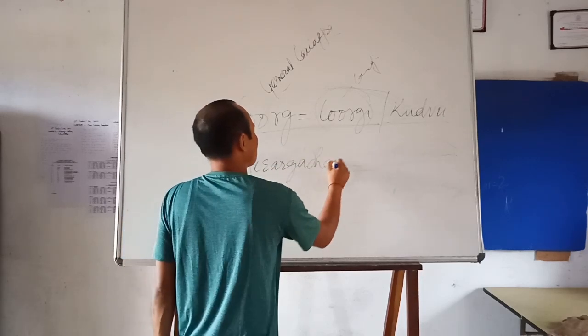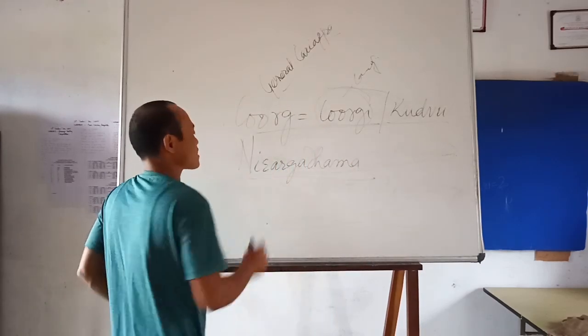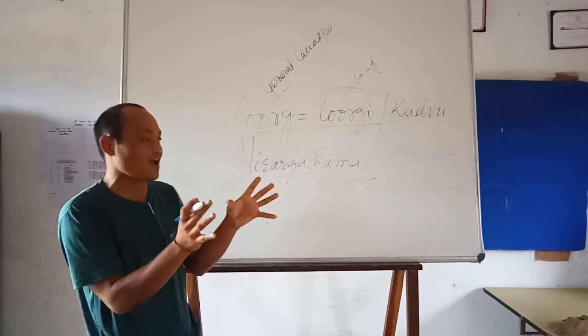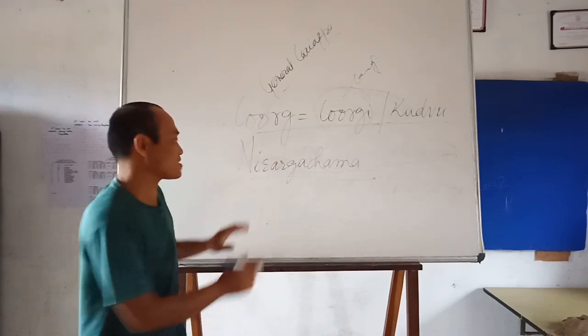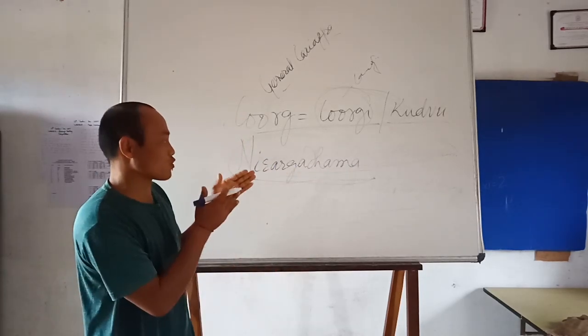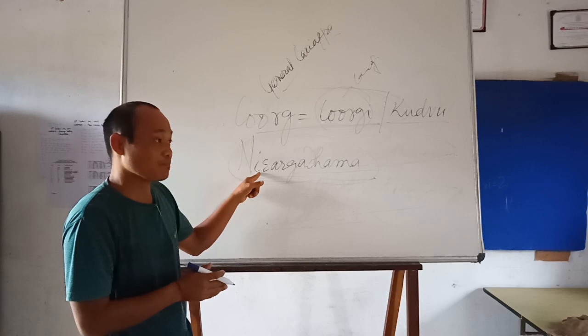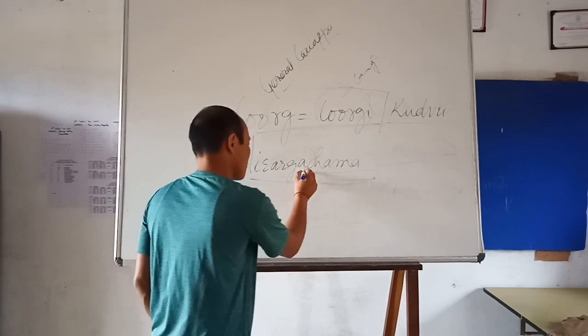Nisargadama island. Nisargadama is a beautiful island situated here in Coorg. People used to visit these islands. So how did they used to go to Nisargadama? A very interesting story goes here.